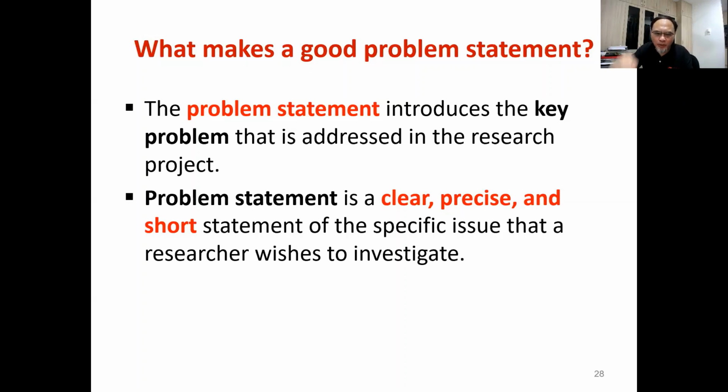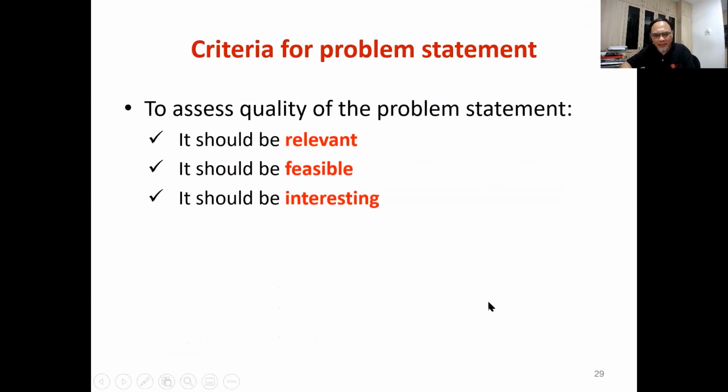It is important, it is critical. If I don't solve this, if I don't try to extend this body of knowledge, this is going to be detrimental to the industry, for example. So to assess the quality of a problem statement, it should be relevant, feasible, and interesting.